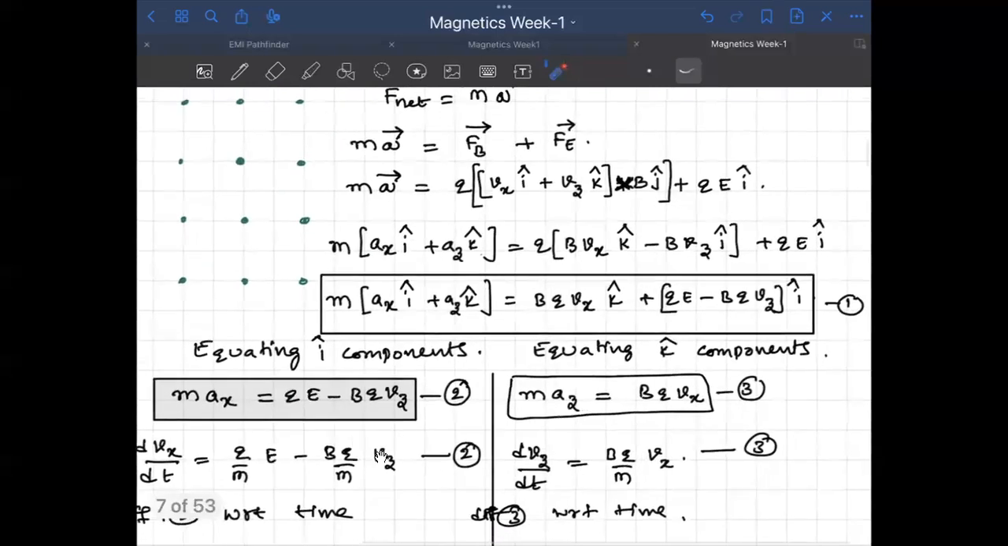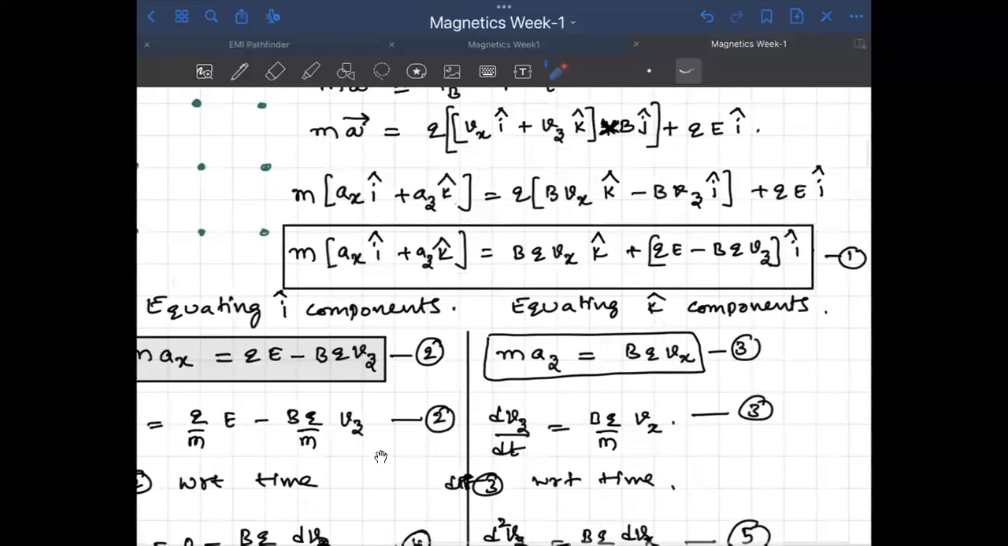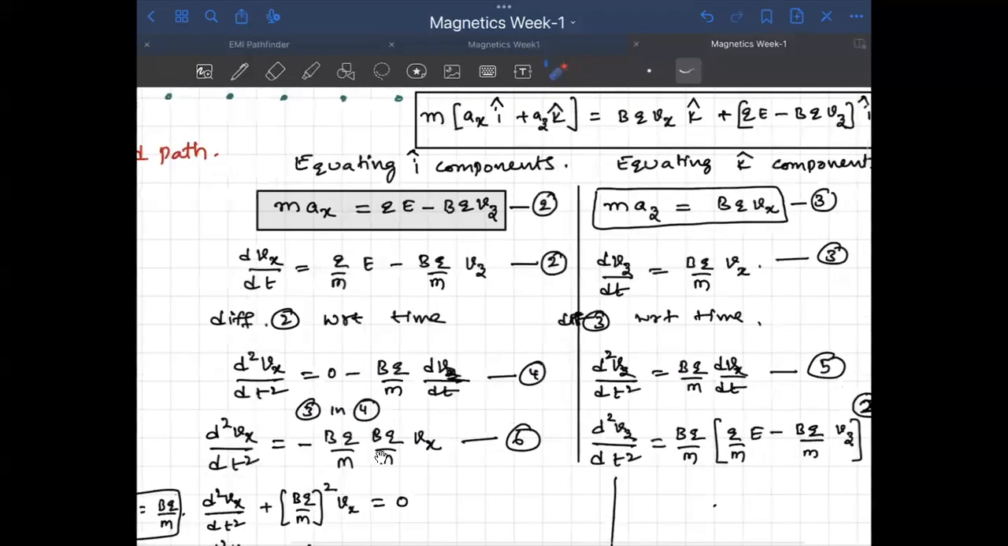So after doing which, Ma bar can be written as QBVX K cap minus QBVZ minus I cap plus QE I cap. Now you have two terms for I cap, a single term for K cap. Agreed? Now what is that? QBQVX K cap, QE minus BQVZ I cap. Now I will equate I cap terms on both the sides and the K cap terms on both the sides. Now I am equating I cap components.